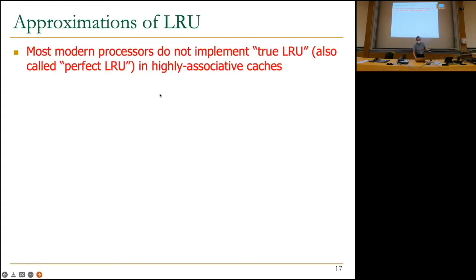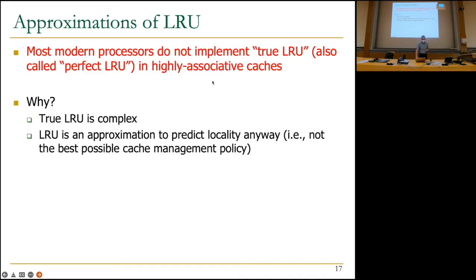So basically, that's the reason why most modern processors do not implement true LRU, also called perfect LRU, which keeps the ordering perfectly in highly associative caches. Well, we kind of said both of these basically. There are 2 reasons why. True LRU is complex, as we discussed. And also, LRU is not the best management policy anyway, to begin with. It's just an approximation to predict locality.